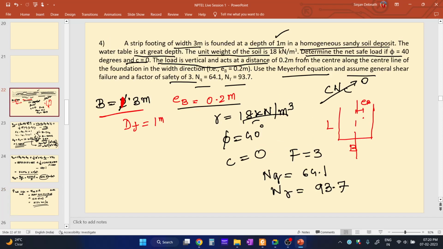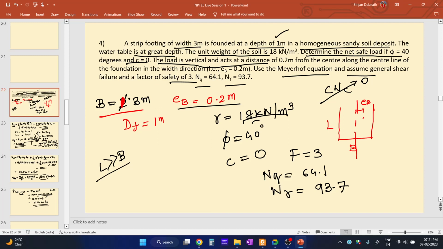So in this question, you see the strip footing of width 3 meter. The length of the strip footing is very long compared to its breadth. The width is 3 meter, founded at a depth of 1 meter. Df is 1 meter in a homogeneous sandy soil deposit. It is a completely cohesionless soil, so there will be no C, only phi. The water table is at a great depth, so there will be no influence of the water table. The unit weight of soil is 18 kilonewton per meter cube.